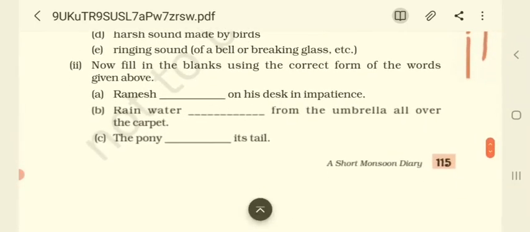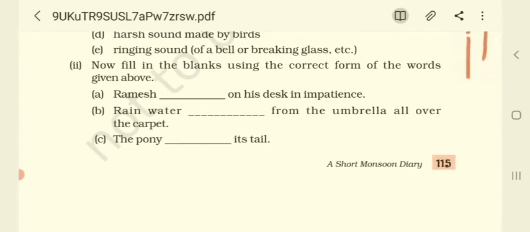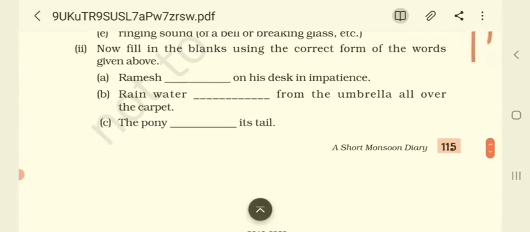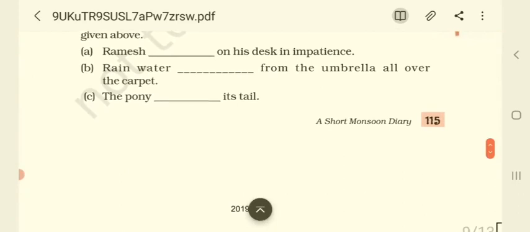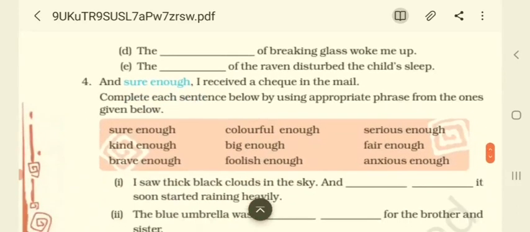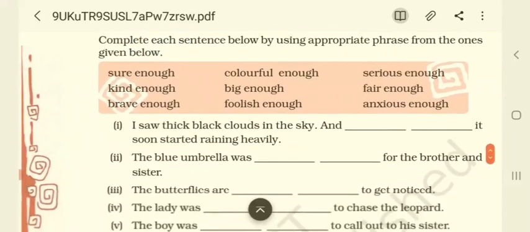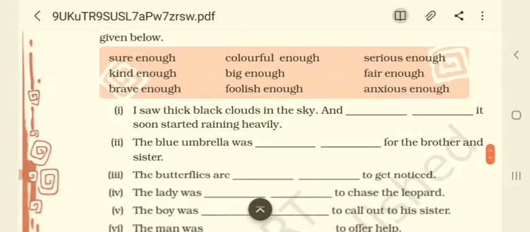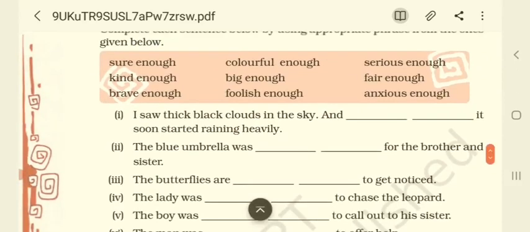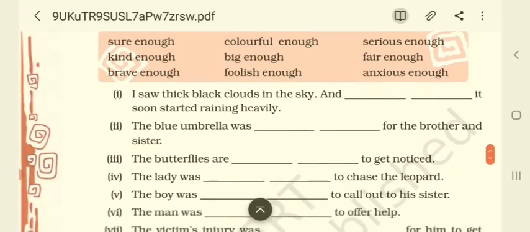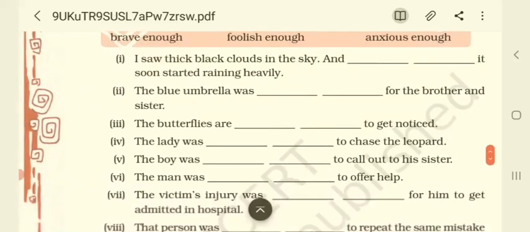Roman number 2. Now you have to fill in the blank using the correct form of the words given above. Ramesh dash on his desk in impatience. So it's simple. 3. 4. And sure enough, I receive a check in the mail. Complete each sentence by using an appropriate phrase from the ones given above. So sure enough is a phrase like sure enough, colorful enough, serious enough, kind enough. I saw thick black clouds in the sky and dash it soon started raining heavily. Sure enough, you can say. The blue umbrella was dash for brother and sister. Big enough, isn't it? So based on the sentence, try and fill it up.